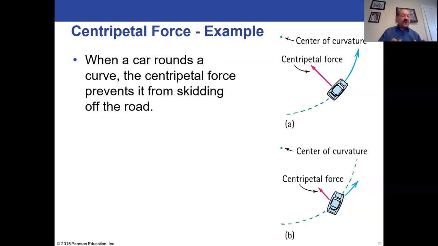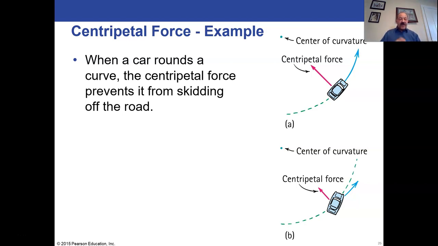So the centripetal force is not a force that is created directly. It's usually created by something else. In the case of a car going around a curve, there are two main factors that keep a car from skidding around. One is the friction of the road between the tires and the car, and that's what provides the centripetal force towards the center. And there's another one, which I'll talk about in the next slide, that involves the normal force of the ground pointing up into the car.